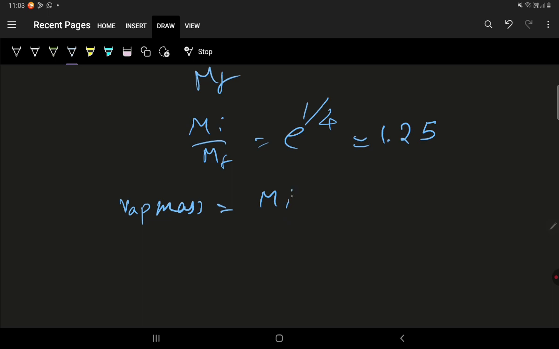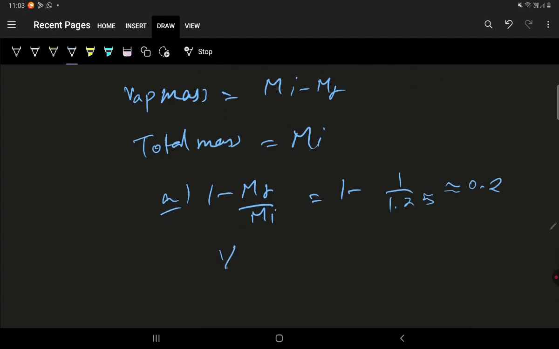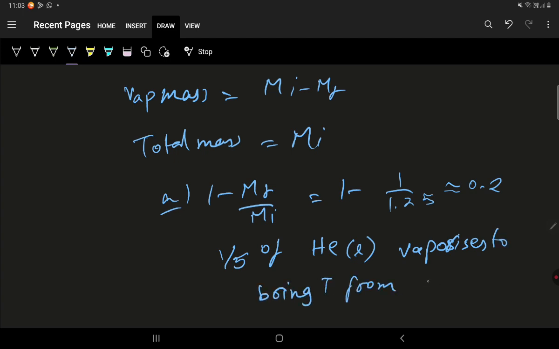So the vaporized mass will be mi minus mf, and the total mass will be mi. The answer will be 1 minus mf by mi, which will be 1 minus 1 by 1.25, nearly 0.2. So one fifth of the liquid helium vaporizes to bring the temperature from nearly 4.1 to 2.3 Kelvin.